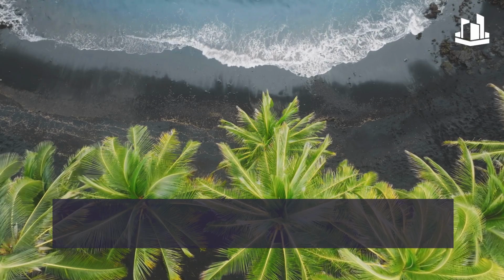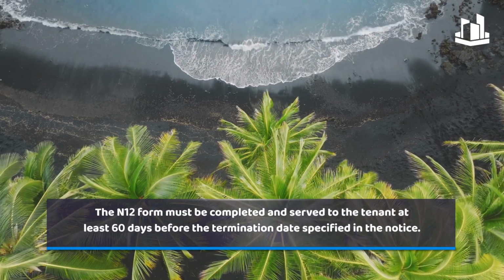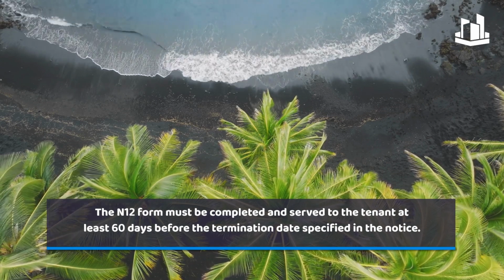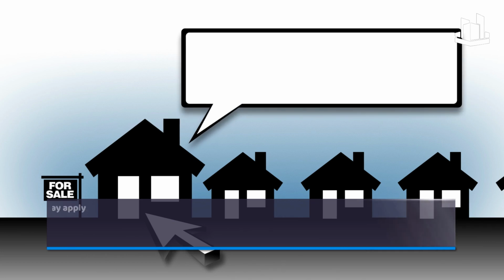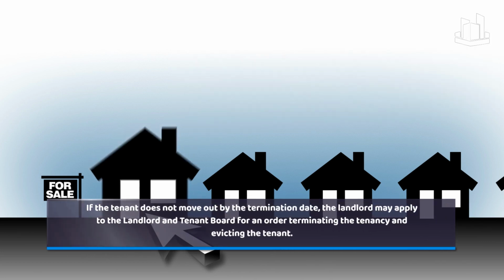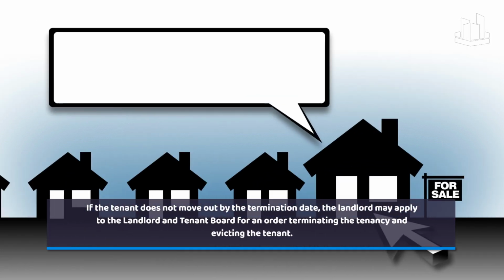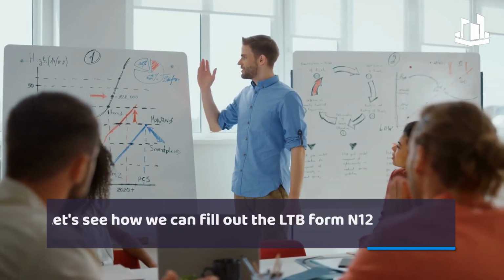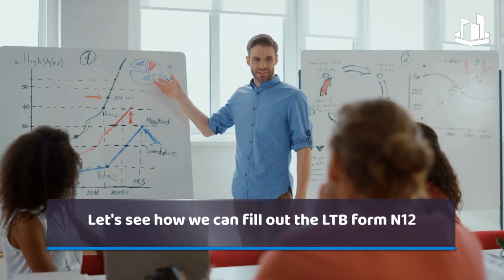The N12 form must be completed and served to the tenant at least 60 days before the termination date specified in the notice. If the tenant does not move out by the termination date, the landlord may apply to the Landlord and Tenant Board for an order terminating the tenancy and evicting the tenant. Let's see how we can fill out the LTB Form N12.